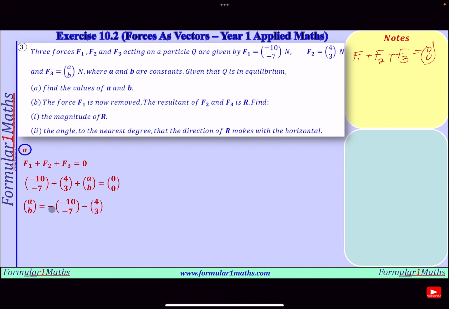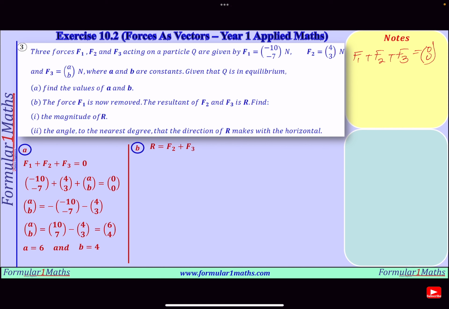Now we can multiply this negative into this vector because this is like a scalar with a value of minus 1. So minus 1 times minus 10 is 10, and minus 1 times minus 7 is 7. So we obtain this. Now if we solve, we're going to get 10 minus 4 and then 7 minus 3, which will be 6, 4. That means A is 6 and B is 4. So those are the values of A and B.